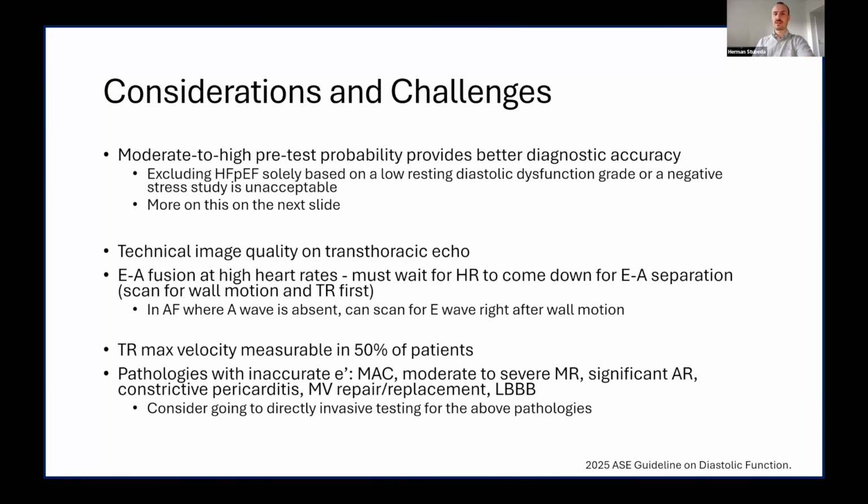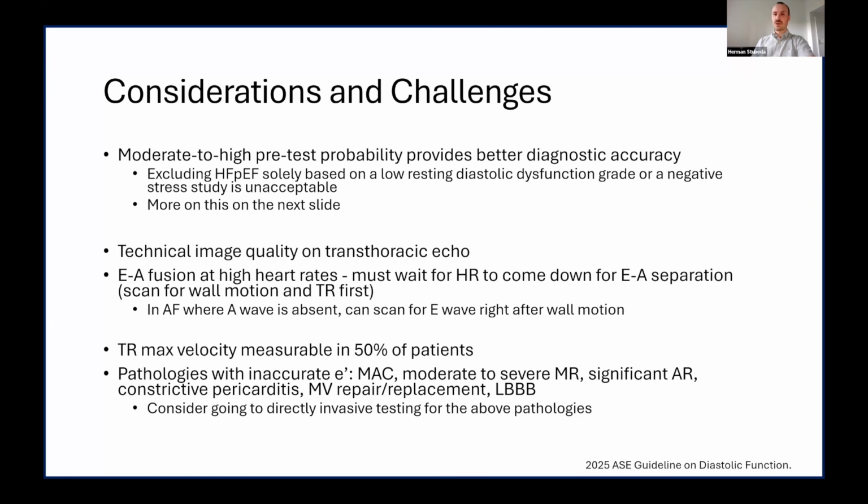EA fusion is something that we have to be mindful of, and it will prevent early measurements of E and A velocities as well as E prime tissue velocities. So we have to wait until heart rate comes down. However, in patients with atrial fibrillation, where the A wave is absent, we can actually measure the E wave right away. So in a little bit of irony, people with AFib might get better value out of this test because we can measure the E velocities much sooner.